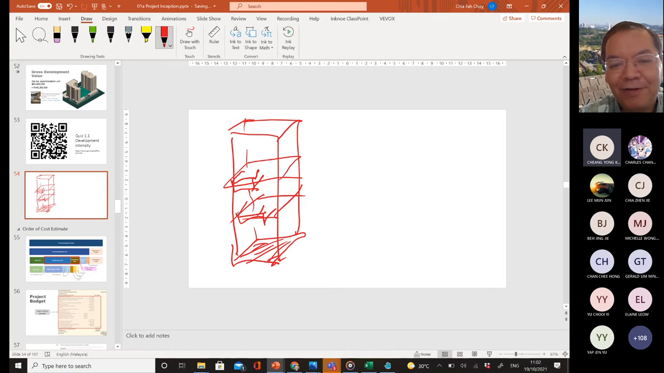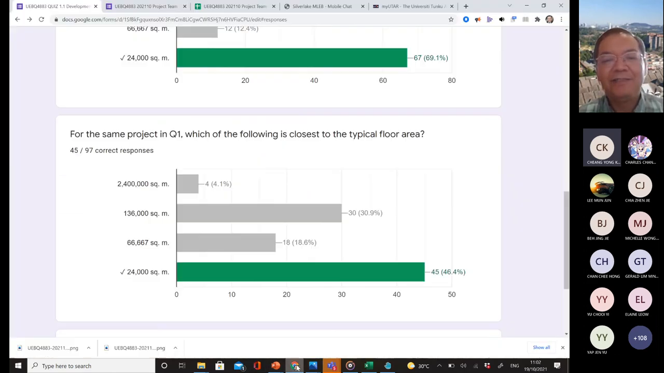But when you calculate the print area, you need to take into consideration this part. So therefore, the footprint area and the typical floor area might not be exactly the same. The footprint means the area in contact with the ground. Can you understand this? Then the next question, sir.